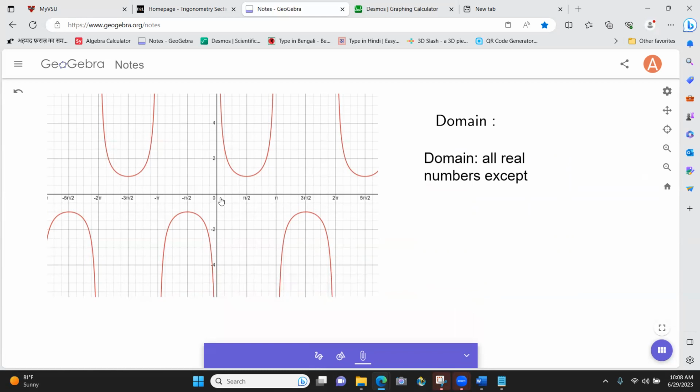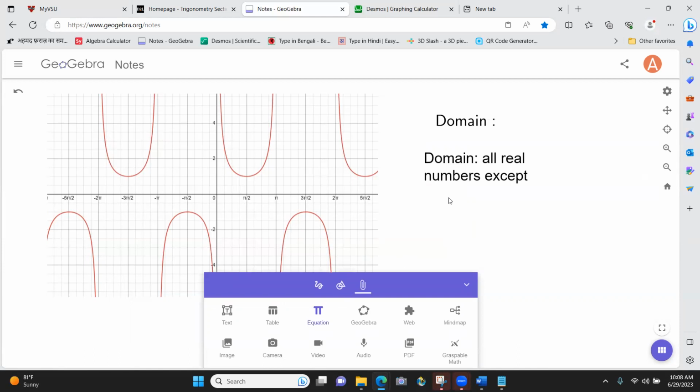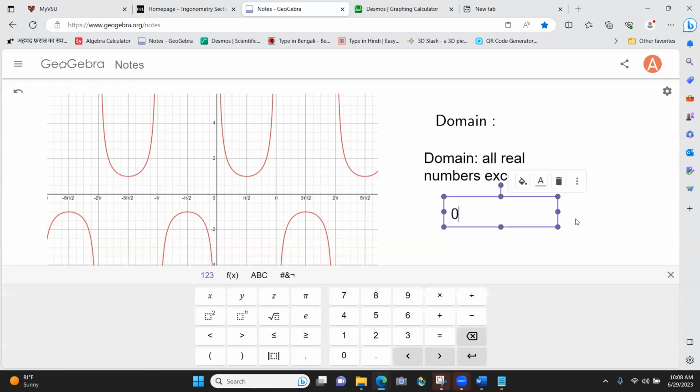Pi, 0, negative pi, 2 pi, where you have vertical asymptotes. Those are the bad guys. Those points are not defined. So we'll write them nicely. And this is how we're going to write them: 0, comma, and you can write plus minus pi. Nobody can stop you from doing that. Plus minus pi and comma, plus minus 2 pi, and so on.